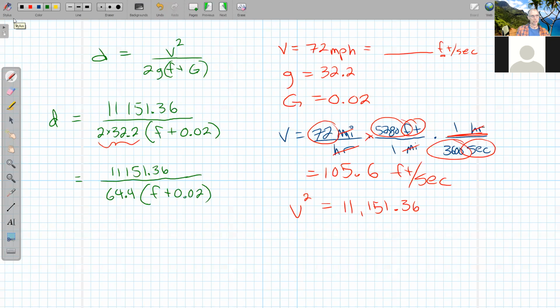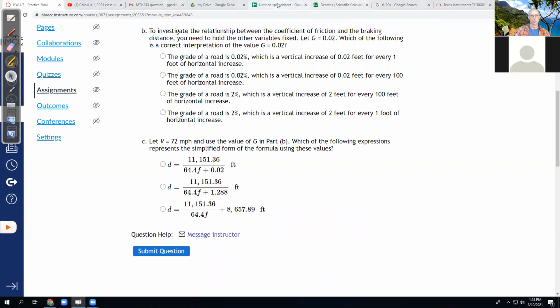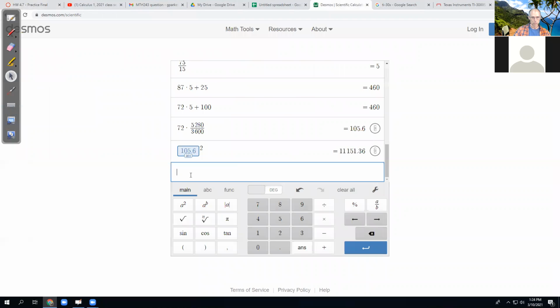To get rid of the parentheses, I have to distribute. That means I have to multiply the 64.4 times the F and by the 0.02. So, calculator to figure out what that second one is. What is 64.4 times 0.02? Oh, it's 1.288. I remember seeing that number.